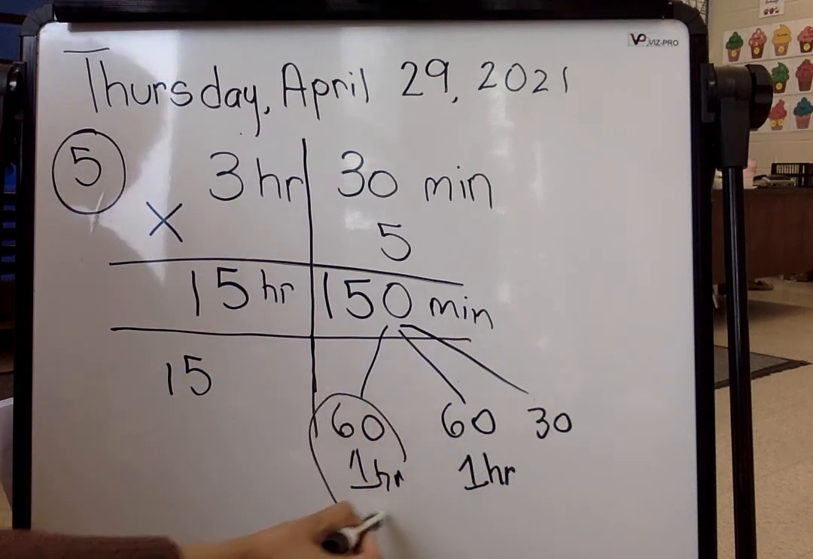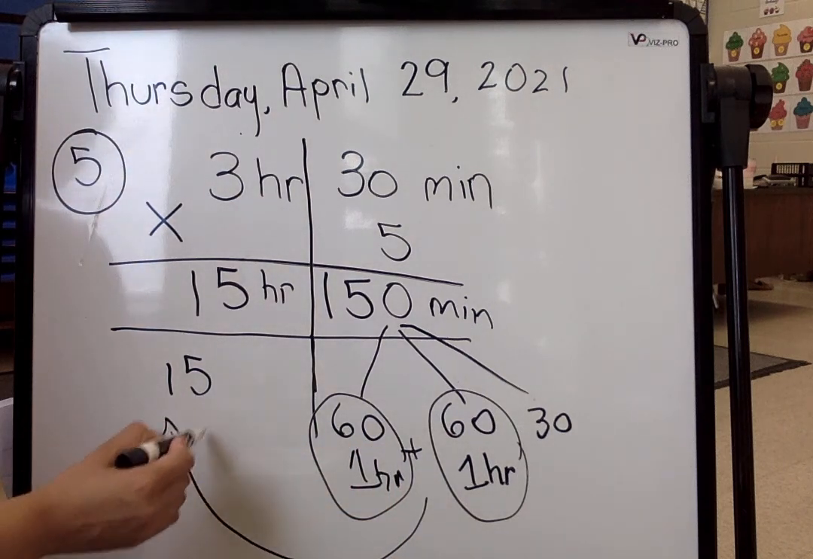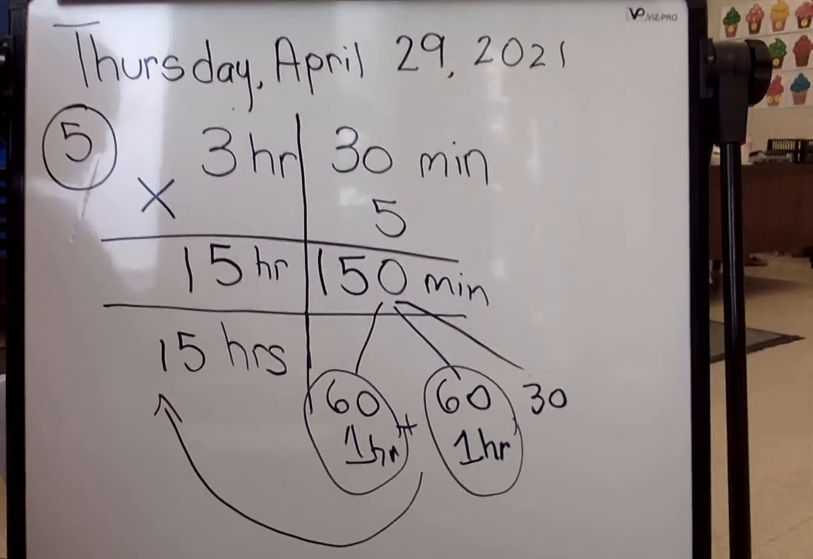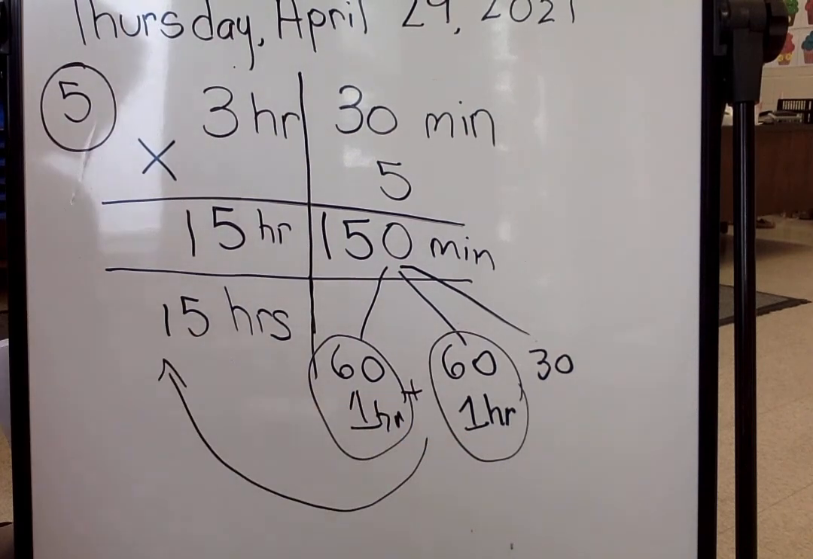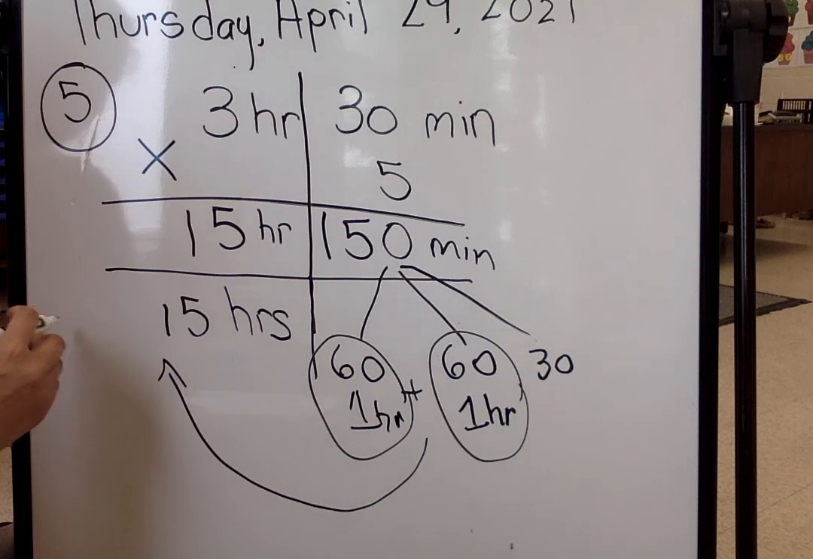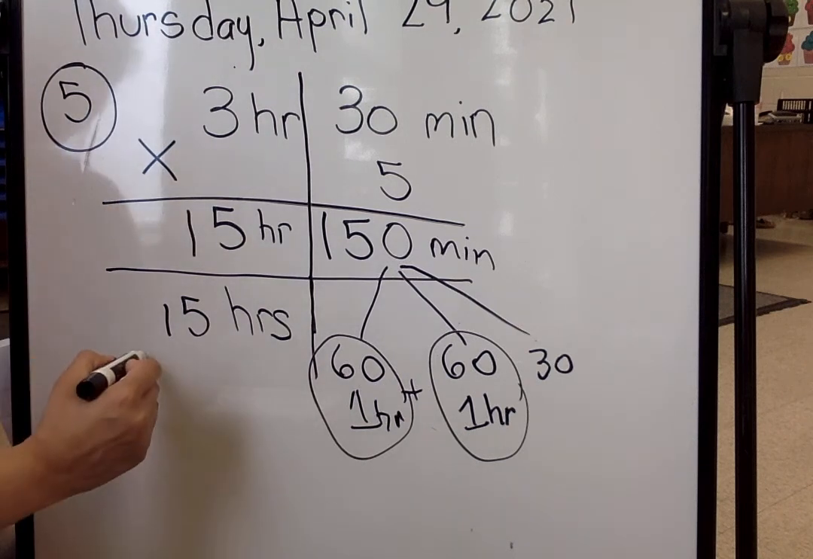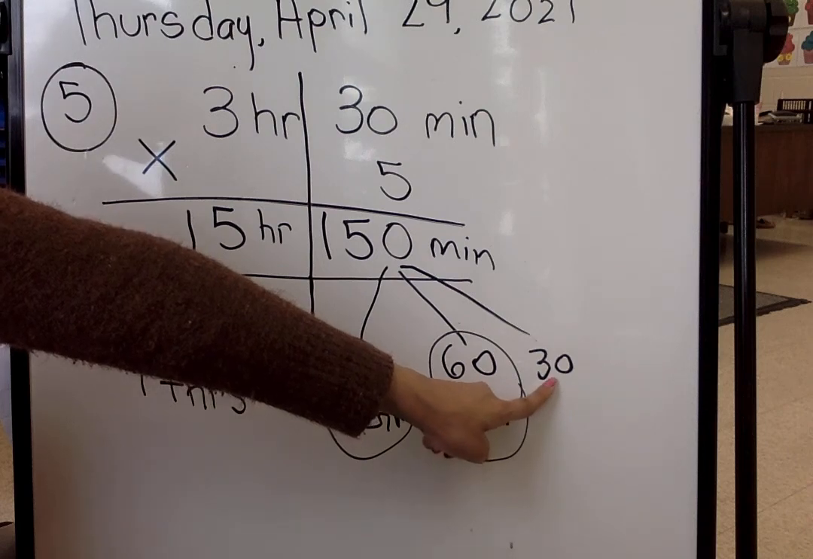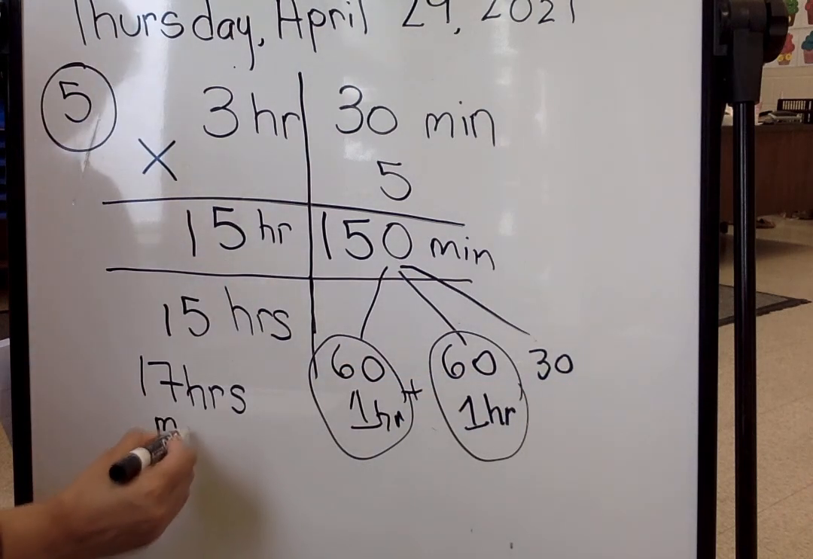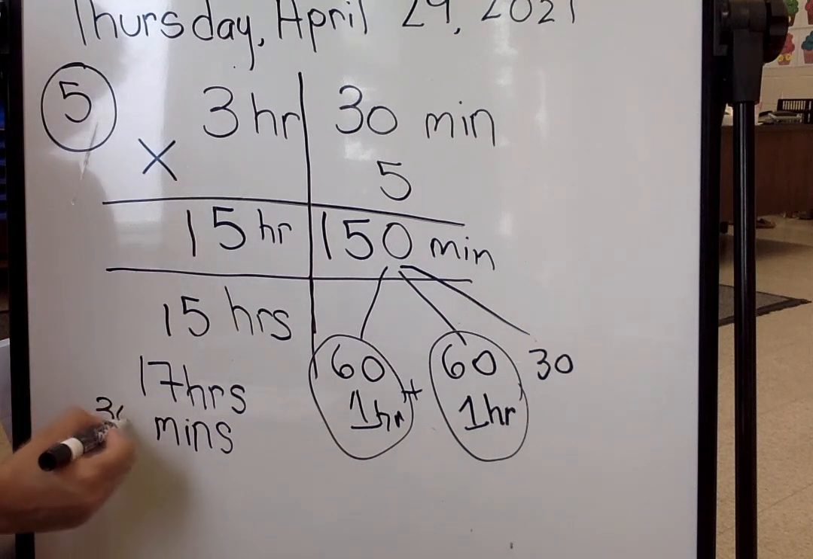So what are we going to do with these 2 hours? We are going to add them up and we're going to bring them all the way to our hours column. Does that make sense? So if we have 15 hours here, 15 plus 2 more hours, what does that give us? That gives us 17 hours, right? I'm going to just erase it. That gives us 17 hours. And how many minutes do we have left over? 30 minutes, right? So all together, how long did it take him to do it? So 5 days, that was 17 hours and 30 minutes.